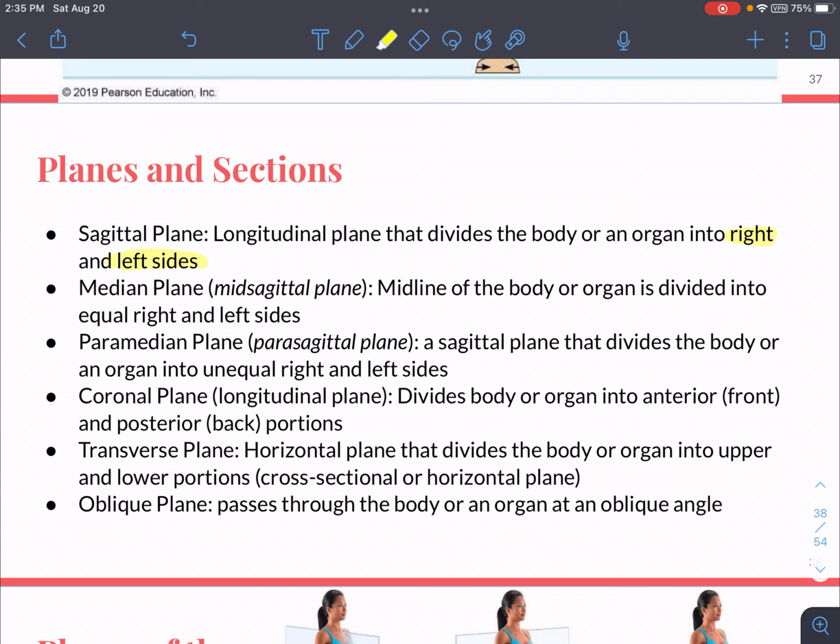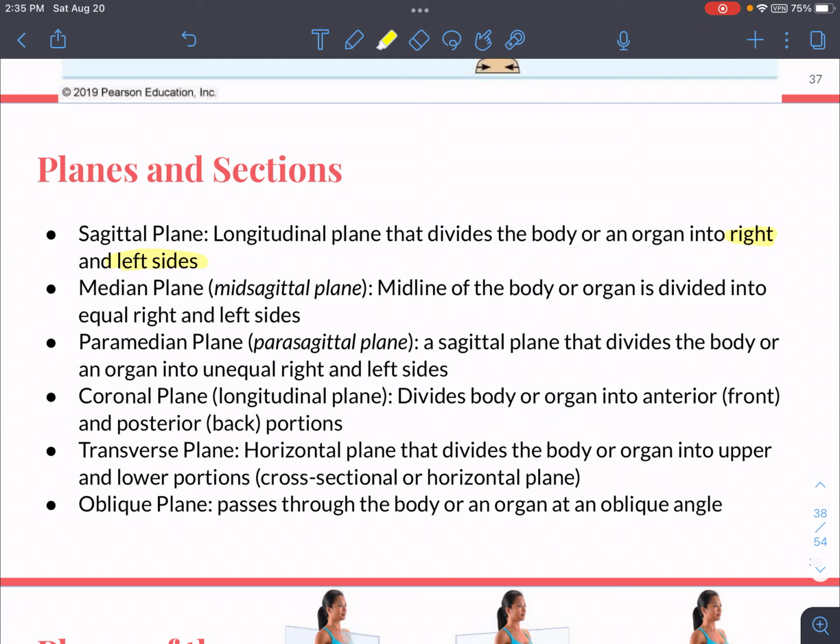We have a coronal plane, which actually divides the body into anterior, front, and posterior or back portions. So again, that coronal plane cuts you into front and back, while sagittal cuts you into right or left. And the other main one is the transverse plane. That cuts you into an upper and a lower portion. And an oblique, which cuts at an angle.